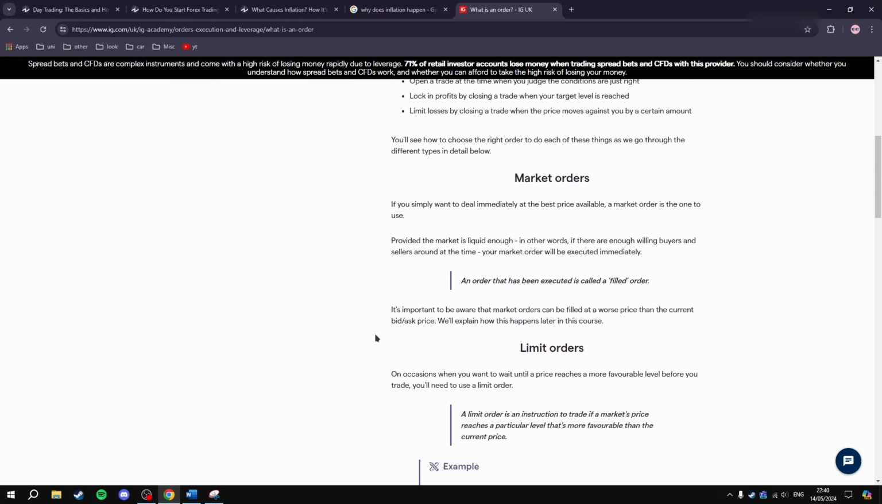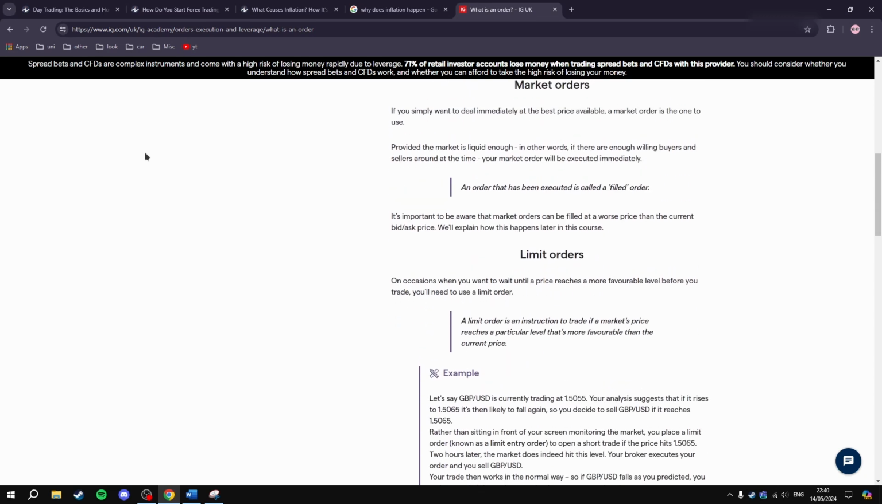You'll see how to choose the right order to do each of these things as we go through the different order types in the details below. So, market orders. If you simply want to deal immediately at the best price available, a market order is the one to use.